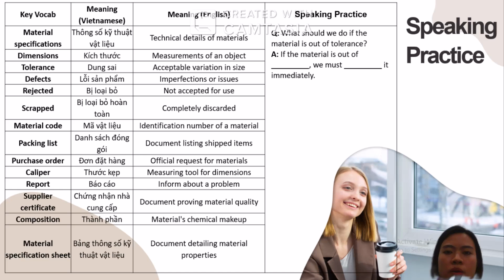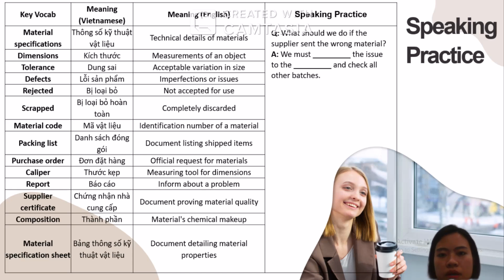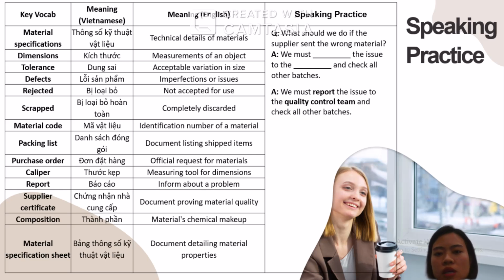What should we do if the material is out of tolerance? If the material is out of tolerance, we must report it immediately. What should we do if the supplier sent the wrong material? We must report the issue to the quality control team and check all other batches.